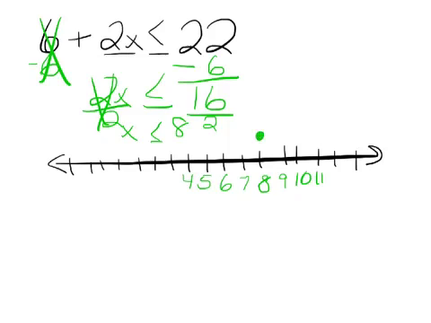Now let's throw in some numbers here. 9, would 9 work for this? Is 9 less than or equal to 8? No. Is 7 less than or equal to 8? You bet those buttons. And that's why we're going to have an arrow pointed that way.